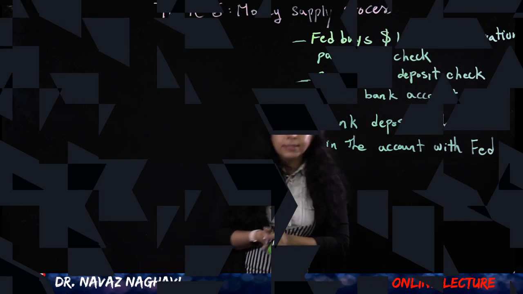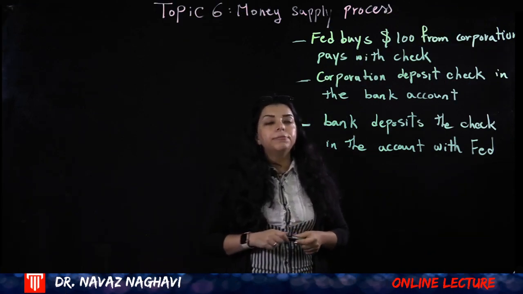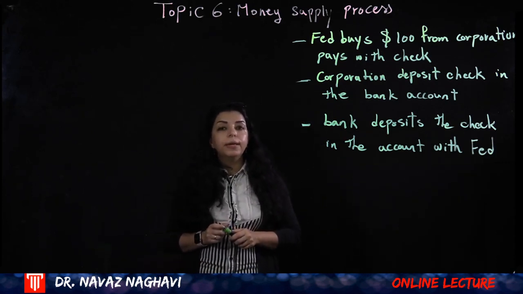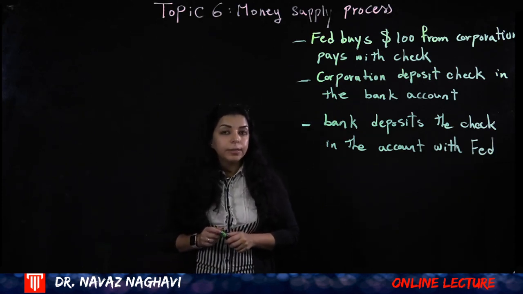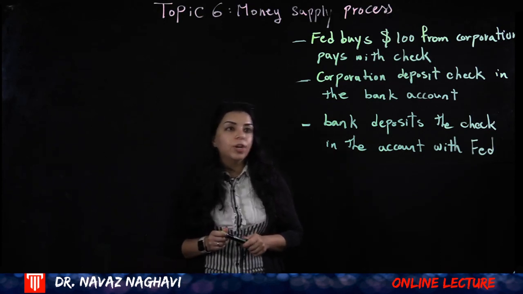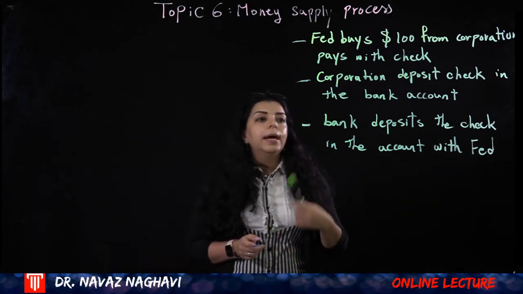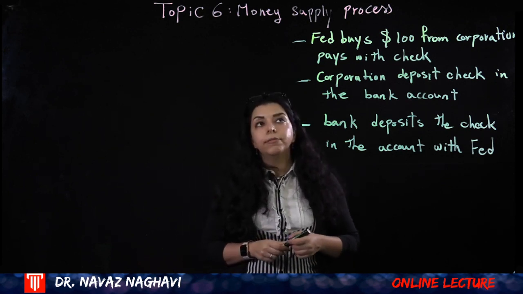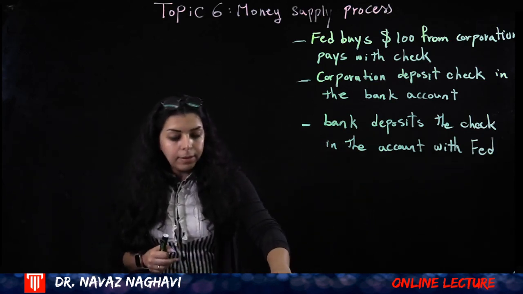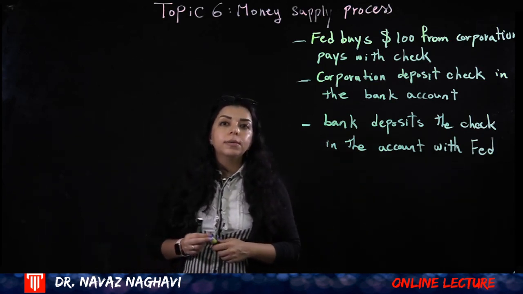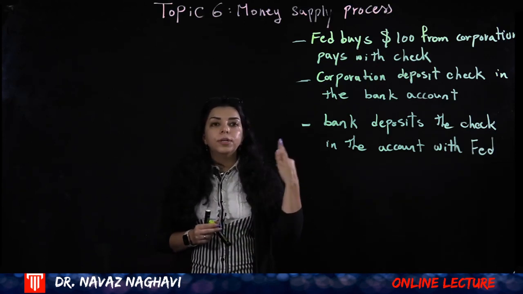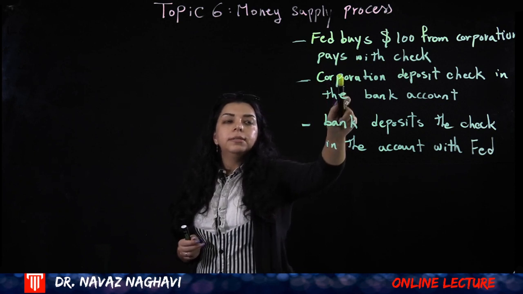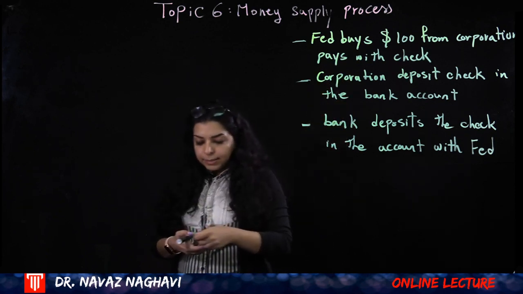Okay, our next example is saying that the Federal Reserve buys 100 bonds from the corporation and pays them with a check. The corporation is depositing the check into the bank account and the bank is depositing this check into the account with the Federal Reserve. So in this example, we have to discuss the T accounts of three players: first is the Fed, then the corporation, and the third is the bank.